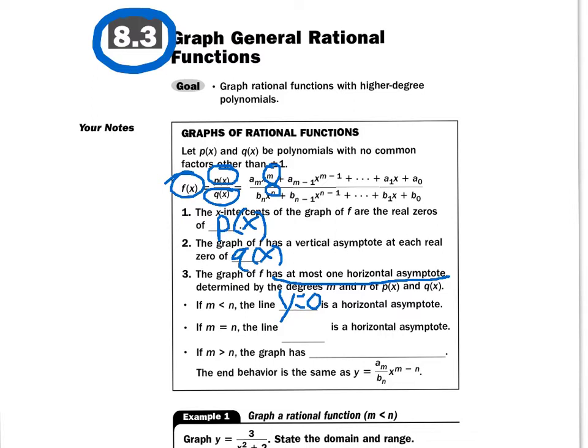If m equaled n, then you would take those two leading coefficients, and in this case they would be a sub m and b sub n, and then y equals a sub m over b sub n. Those would be your horizontal asymptote. And then if m was greater than n, and a couple of the functions we're going to do have those as well, if m is greater than n, then you're going to have no horizontal asymptote.